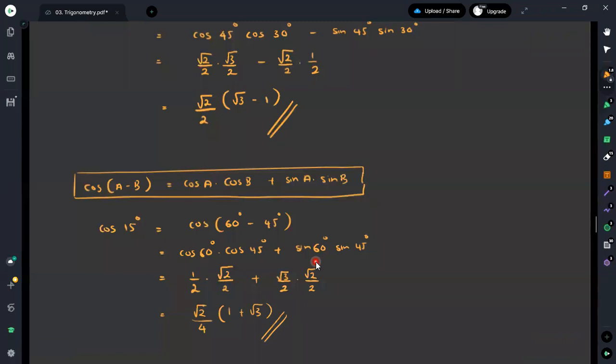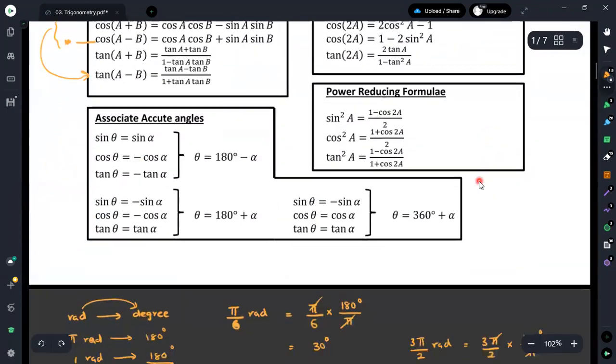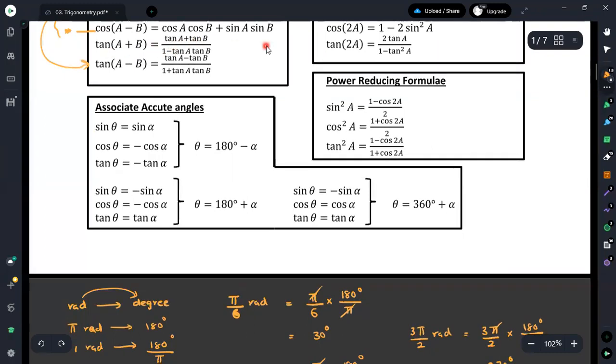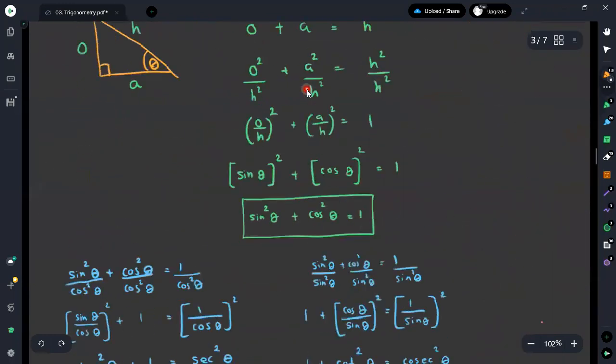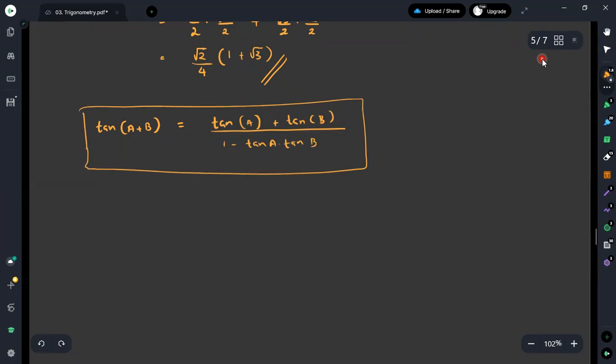And thereafter what we can do is obtain the value for tangent A plus B and tangent A minus B. For tangent A plus B, we can take the equation as tan A plus tan B divided by 1 minus tan A tan B. If you need to find the tangent of the sum of the angles, then we write tan A plus tan B over 1 minus tan A times tan B. Therefore, this is the equation that we use to obtain the tan value for compound angles.